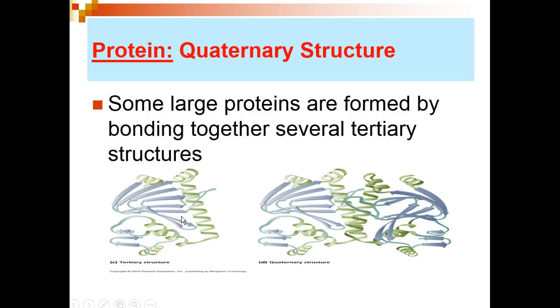Some proteins consist of two tertiary structures in which amino acids from each form weak hydrogen and ionic bonds, bringing together two or more tertiary structures. These proteins are said to have a quaternary structure.